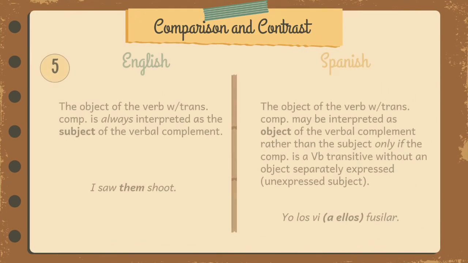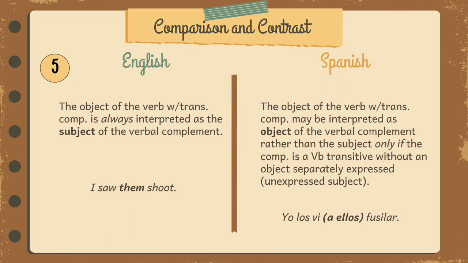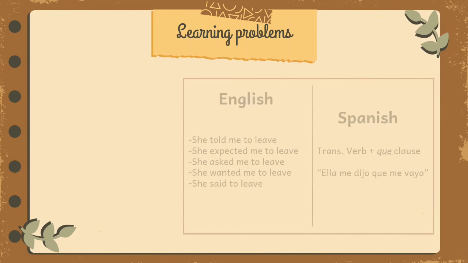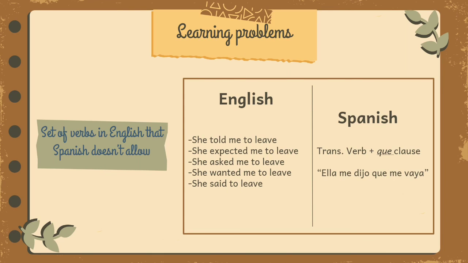Number 5. In English, the object of a verb with transitive complement is always interpreted as the subject of the verbal complement, as in I saw them shoot. On the other hand, in Spanish, the object of the verb with transitive complement may be interpreted as the object of the verbal complement, rather than the subject, only if the complement is a transitive verb without a subject separately expressed. In this instance, the verbal is taken as having an unexpressed subject, as in yo los vi a ellos fusilar. There are some learning problems that we can take into account when comparing and contrasting these patterns.